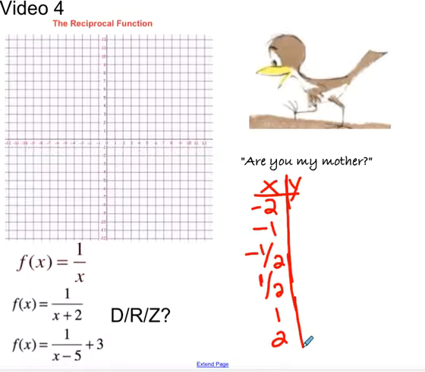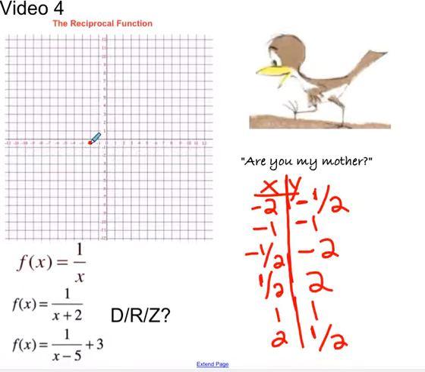So 1 divided by -2 gives me -1/2. 1 divided by -1 would give me -1. 1 divided by -1/2 gives me -2. And then with positives, I get +2, +1, and +1/2. So I can plot those points and create a graph. And it's going to look a little bit like this.